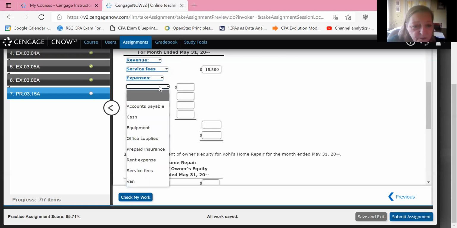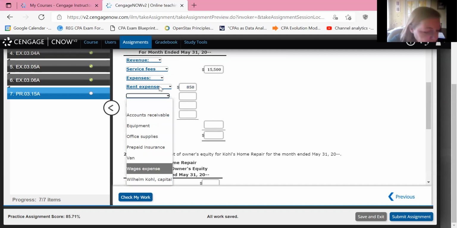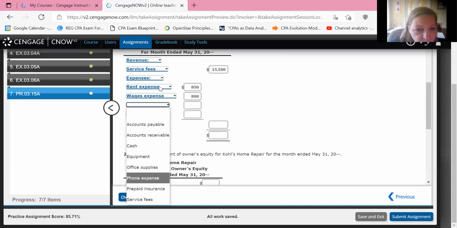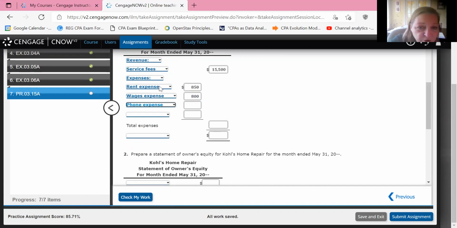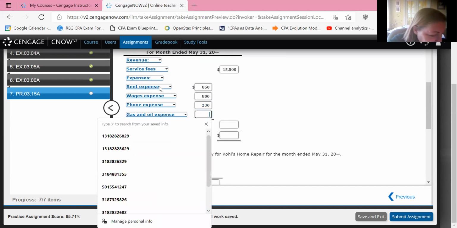Rent expense is the first one, and the amount for that is $850. The next one is wage expense, and the amount is $800. The next one is phone expense, and the amount is $230. And the last expense is gas and oil, and the amount is $155.